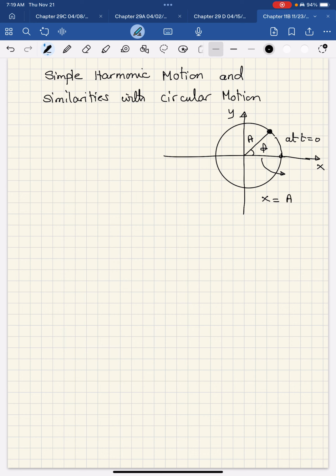It's going to be x equals A cosine phi. This is the equation that describes how x depends on the angle. Now that phi, the angle, equals omega times t, and omega is the quantity that we define later, the angular frequency.